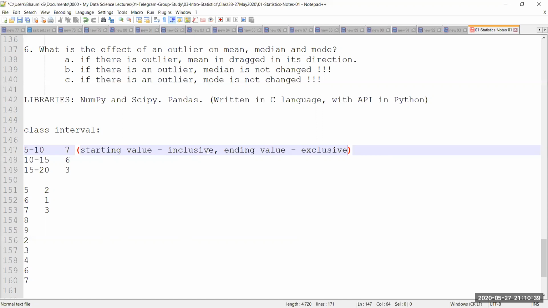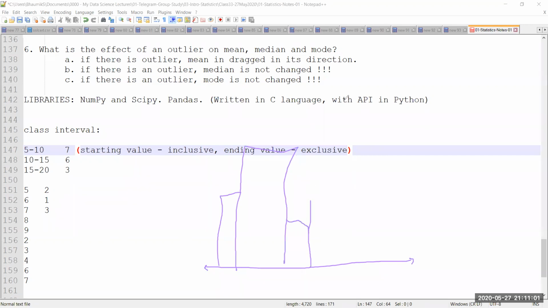When you're creating class intervals, this is how you can create the class intervals and then the frequency. Once you take the frequency and plot the data, it becomes very easy, because now you will have only 3 to 4 class intervals, and the data is going to look something like this, where this value is 5, this value is 10, this value is 15. This is not a real diagram, just an example diagram to show you what is happening here.